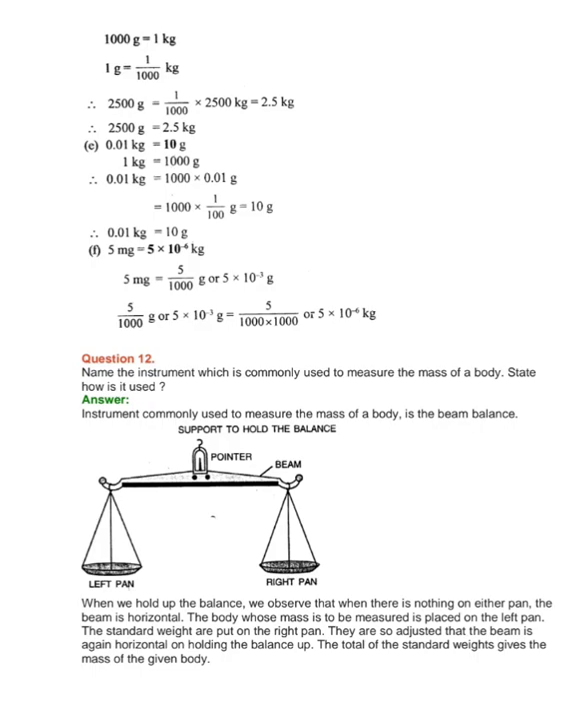The body whose mass is to be measured is placed on the left pan. The standard weights are put on the right pan. They are so adjusted that the beam is again horizontal on holding the balance up. The total of the standard weights gives the mass of the given body.